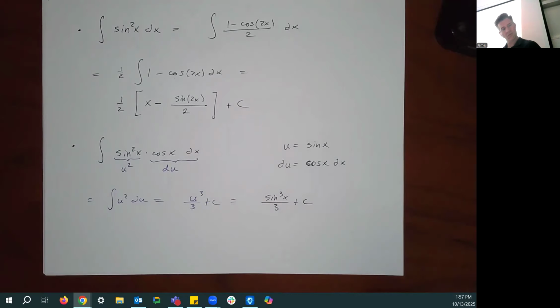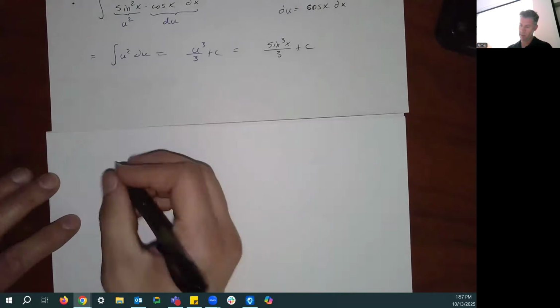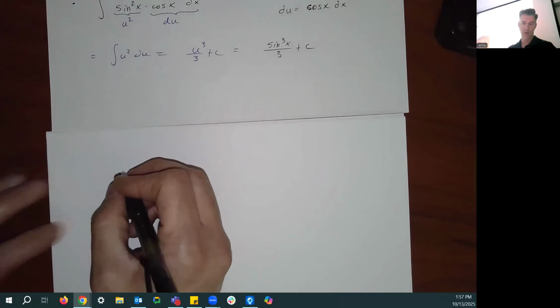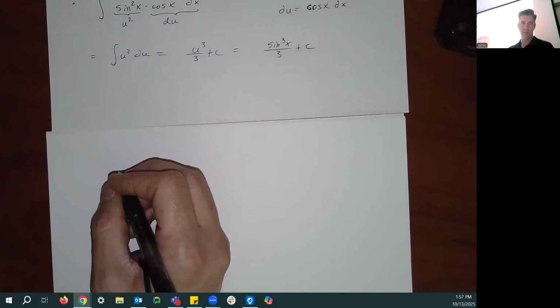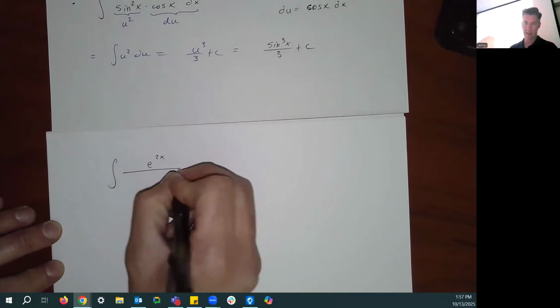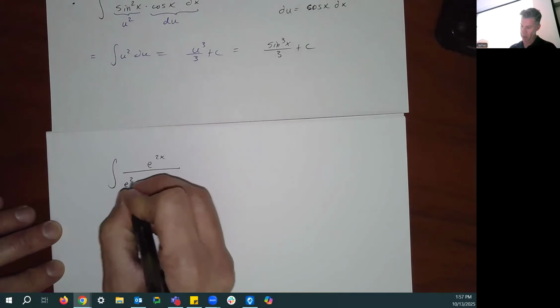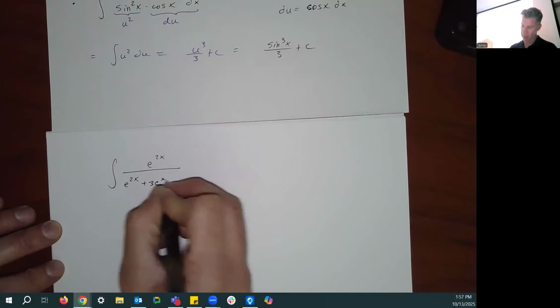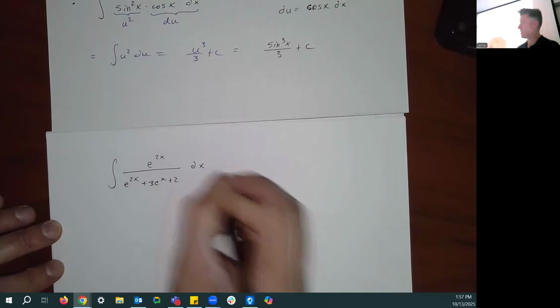Yeah. Throw one more thing at you. Sure. How about the integral of e to the 2x over e to the 2x plus 3e to the x plus 2 dx?